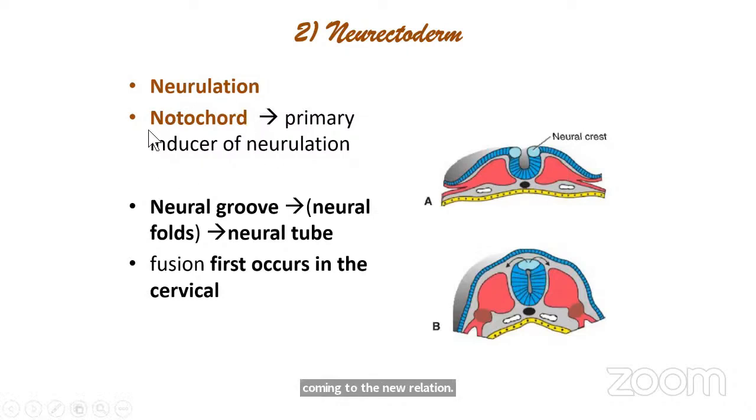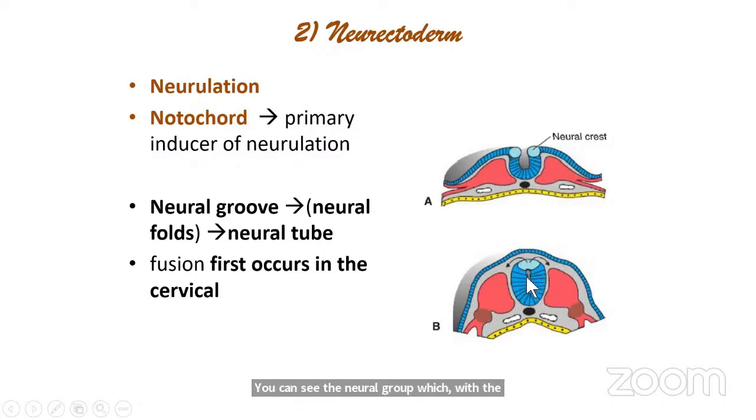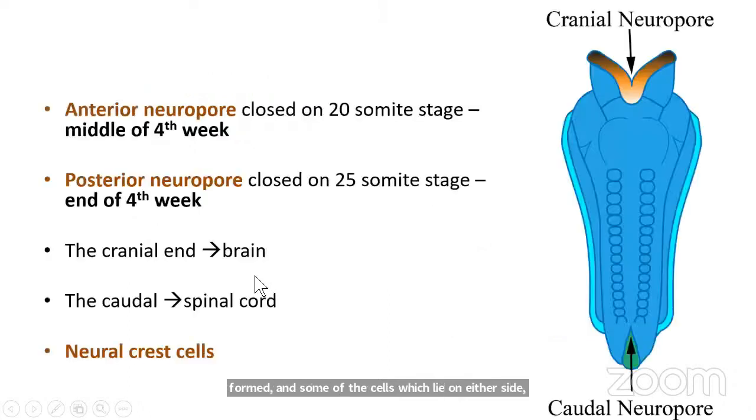The notochord is actually responsible for formation of the neural tube. You can see the neural groove, with the neural folds, and the fusion occurs and the complete neural tube is formed. Some of the cells which lie on either side and which are not fused into the neural tube, you call them neural crest cells. And you can see two neuropores, the anterior neuropore and posterior neuropore.